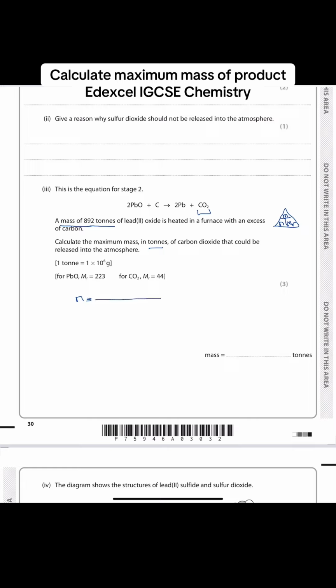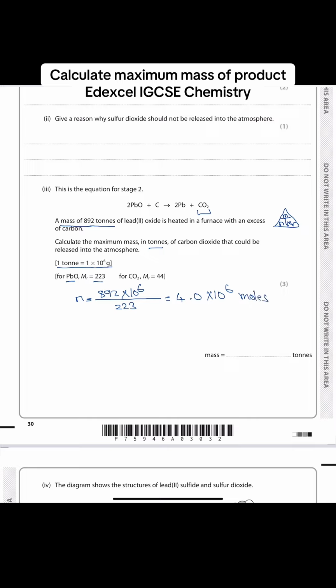They give us the mass in tons, so we have to convert it into grams. So 892 times 10 to the 6, because 1 ton is 1 times 10 to the 6 grams. And this is divided by the relative molecular mass of lead oxide, which is 223. So that will give you the number of moles, and that is 4 times 10 to the 6 moles.